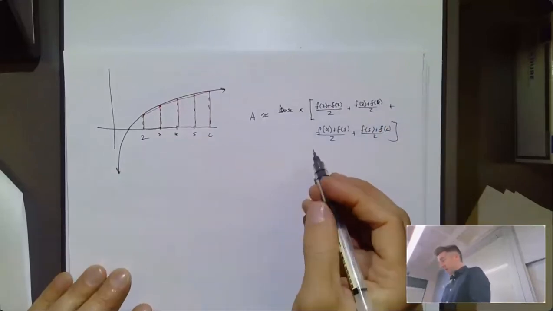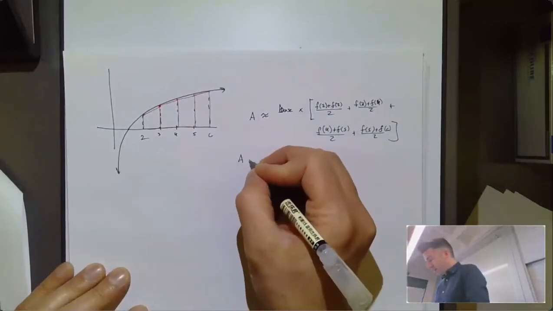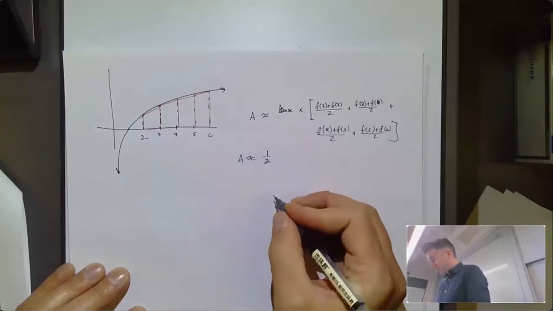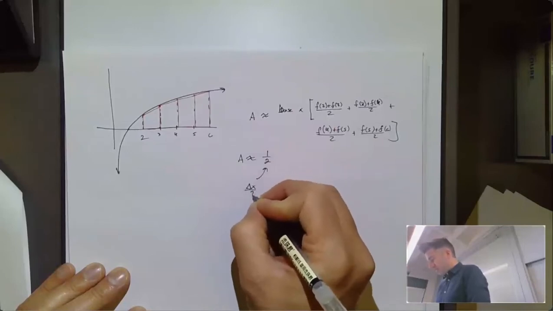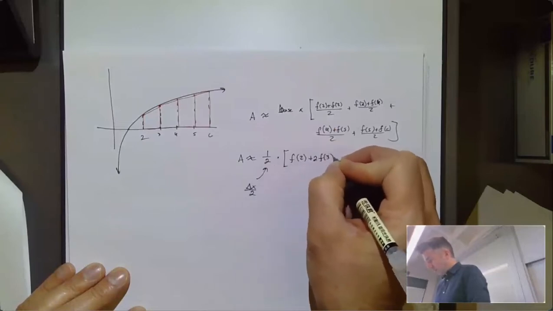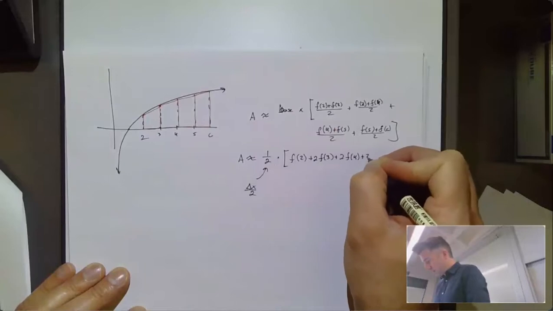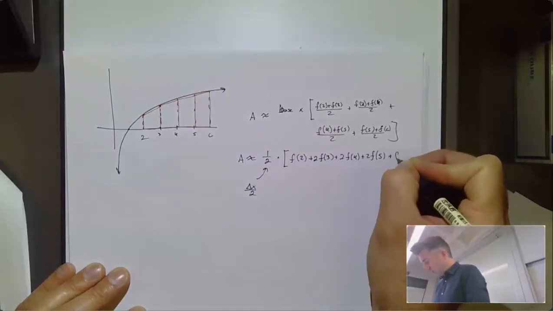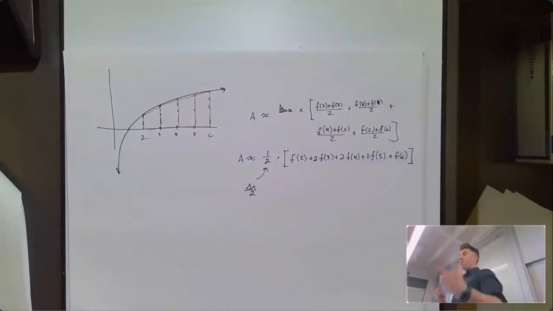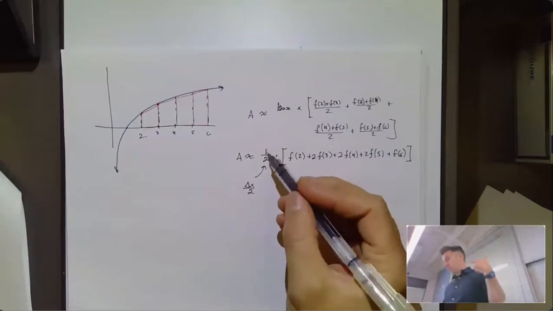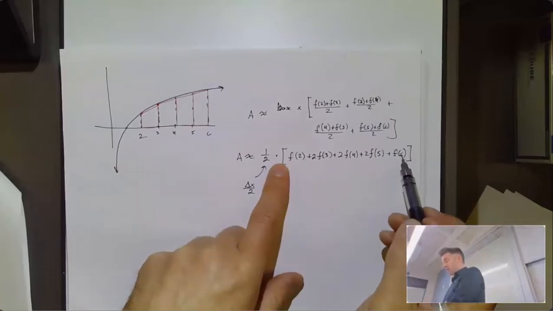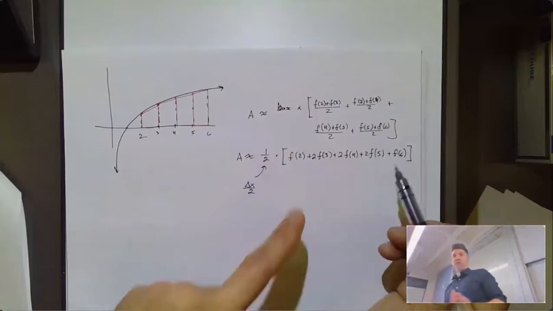So what this ends up looking like, just like before, is that the area is approximately 1/2 of your base times f of 2 plus 2 times f of 3 plus 2 times f of 4 plus 2 times f of 5 plus 1 times f of 6. The trapezoid rule always has this pattern that I remember, where it's your base over 2, and then a 1, 2, 2, 2, 2, 1 pattern, where the end ones have a coefficient of 1 and everything in the middle has a coefficient of 2.